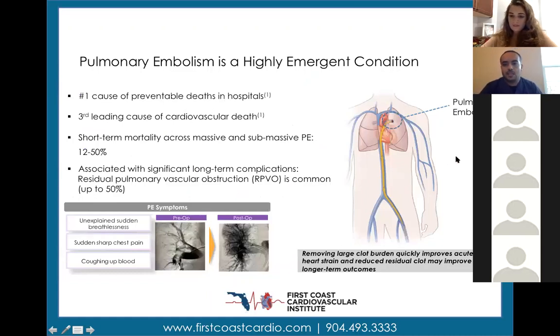So PE is a highly emergent condition, as we know. It's the #1 cause of preventable death in the hospital. It's the 3rd leading cause of cardiovascular death. And the short-term mortality of massive and submassive PE still ranges from 12 to 50%. It's associated with long-term complications. Residual pulmonary vascular occlusion is common, up to 50%. And way less than that, we get chronic thromboembolic pulmonary hypertension, CTEPH, class 4.